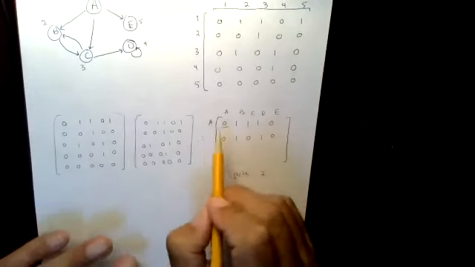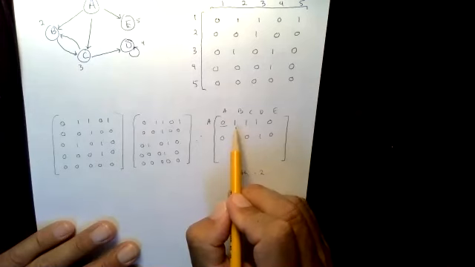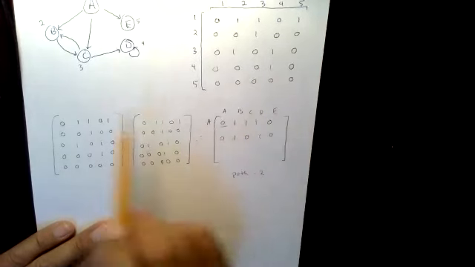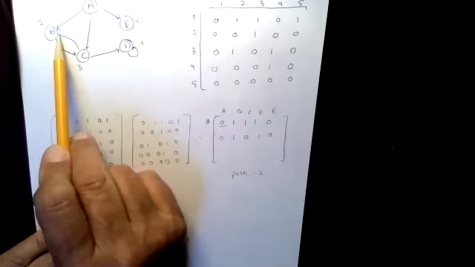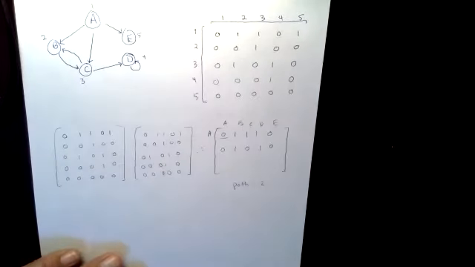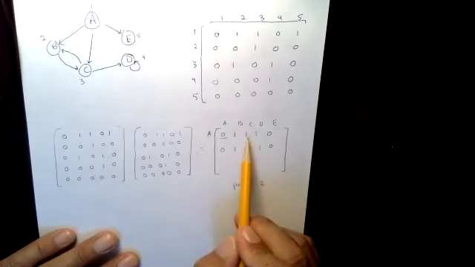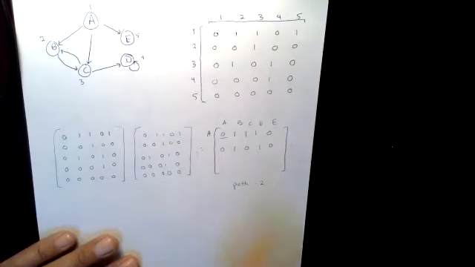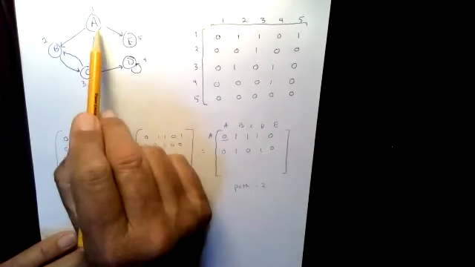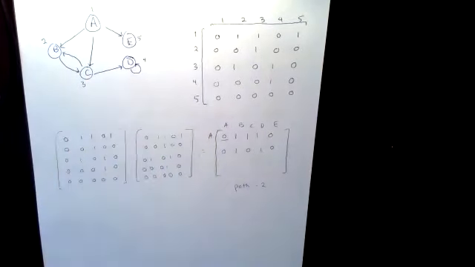What this is telling me is, if I want to go from A to B with one stop, I can do it by going to C first. Can I go from A to C with one stop? A over to B over to C. Can I get to D with one stop? A to C to D.